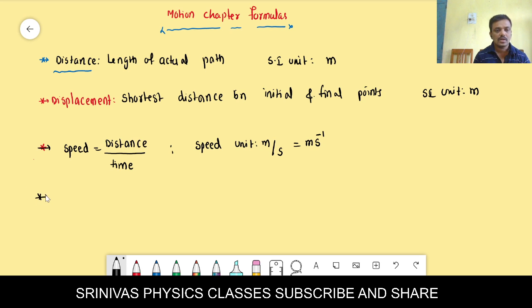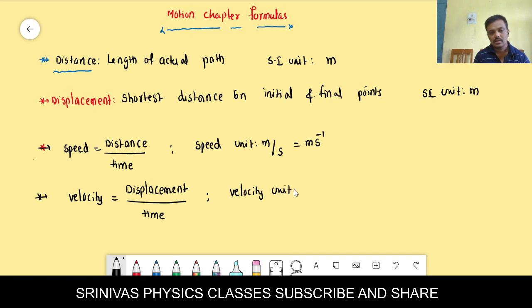Next. What is the formula for velocity? Very good. Velocity is displacement by time. What is the unit of velocity? Yes. Displacement unit is also meter, time unit is also second. That is meter per second.